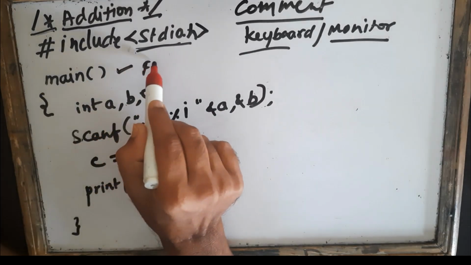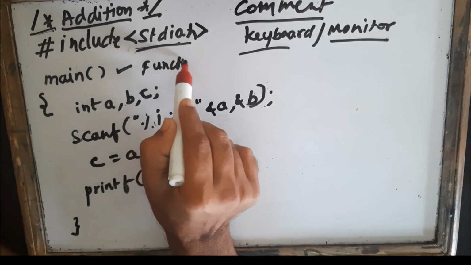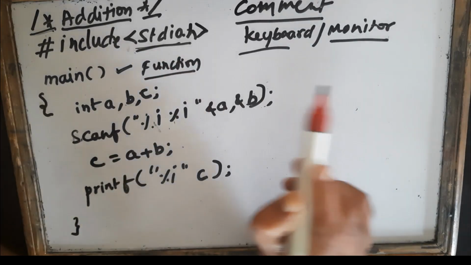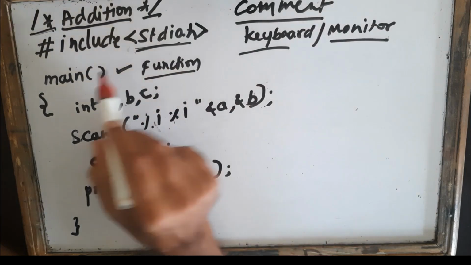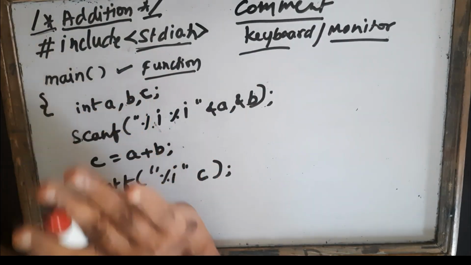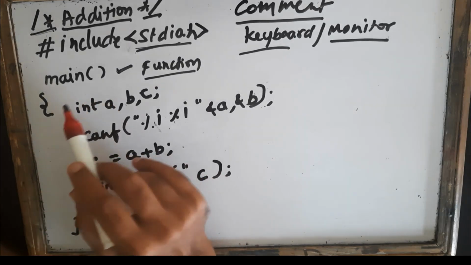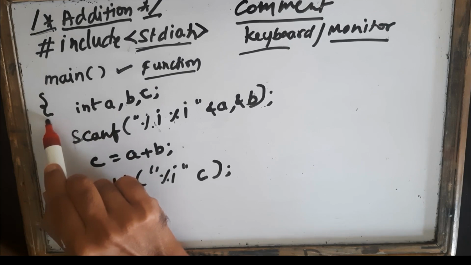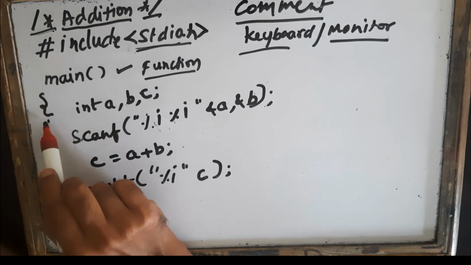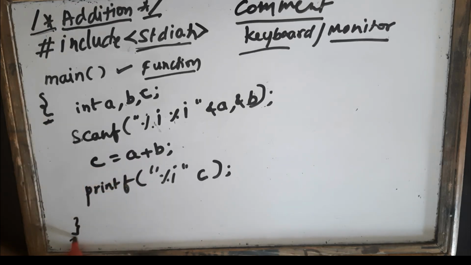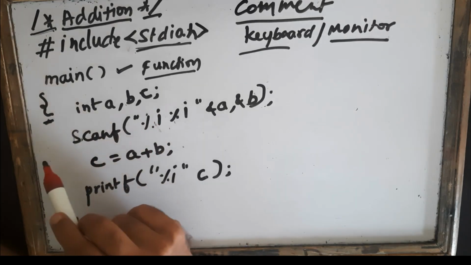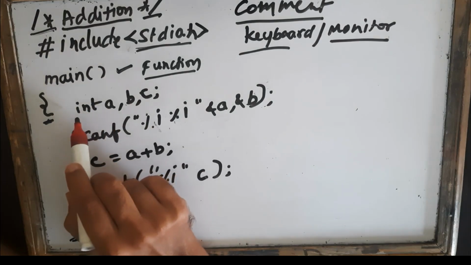This is the function, the main function. This is very basic. This is a mandatory requirement for the C program. This is the start of the flower bracket, and you end the flower bracket once you complete the program.